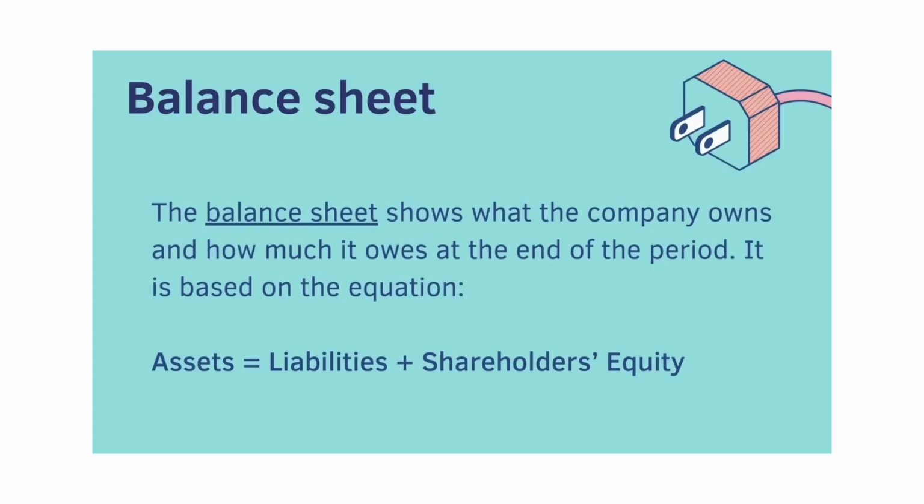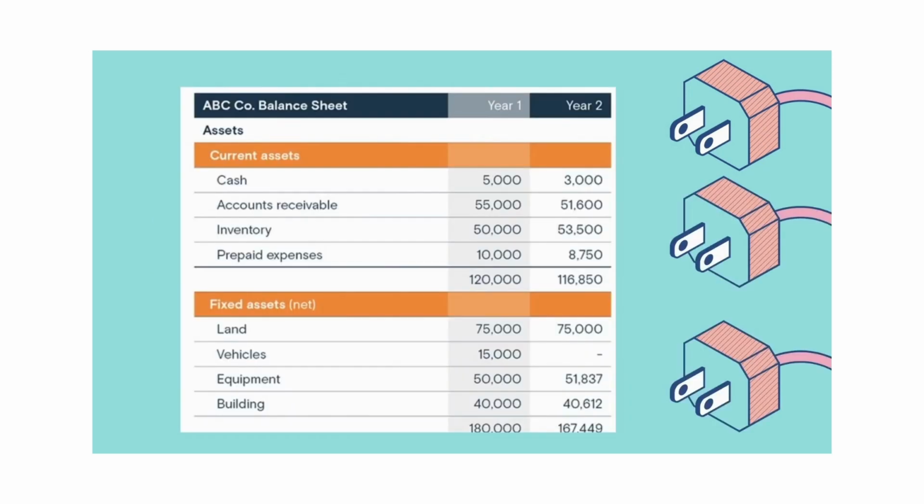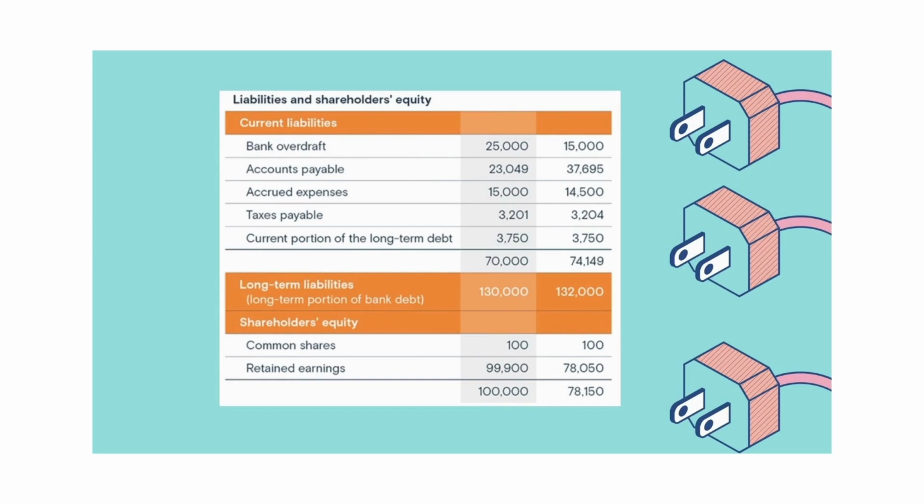So first is the balance sheet. The balance sheet shows what the company owns and how much it owes at the end of the period. It is based on the equation: assets equal liabilities plus shareholders' equity. It provides the company's financial position and helps investors and analysts understand liquidity, solvency, and capital structure. Here is an example of a balance sheet. As you can see, it has current assets, fixed assets, and then current liabilities and long-term liabilities.